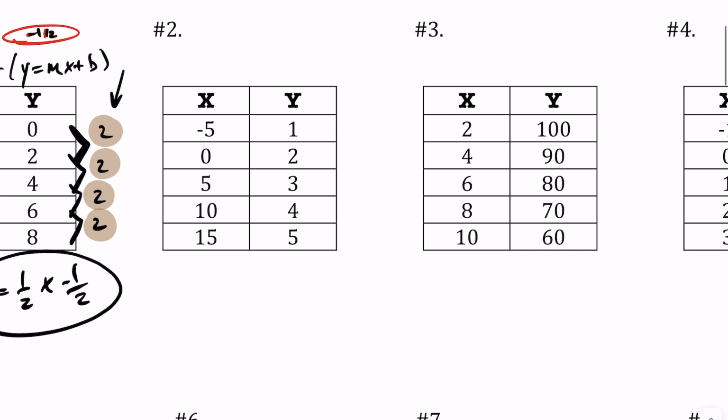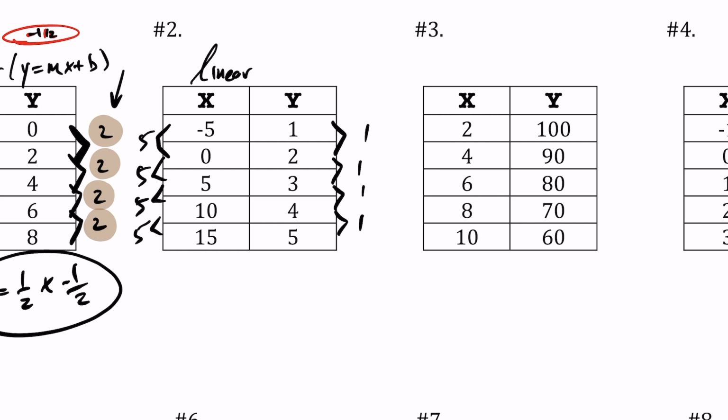Let's take a look at another. Same thing here. I can quickly see that my changes in my y's are 1 apiece. This time my changes in my x's are 5 every single time. So right away, this relationship is also linear.